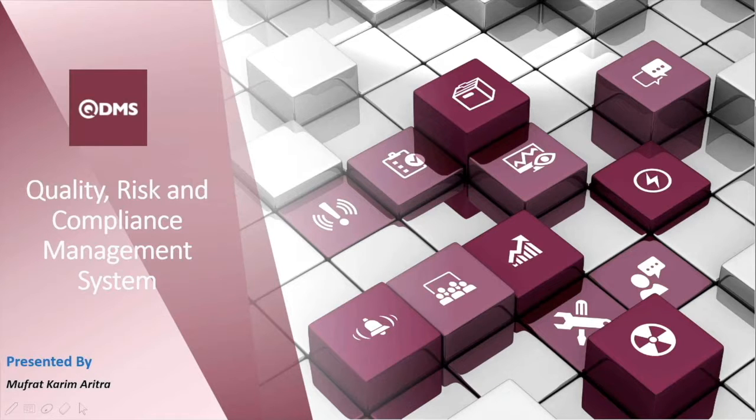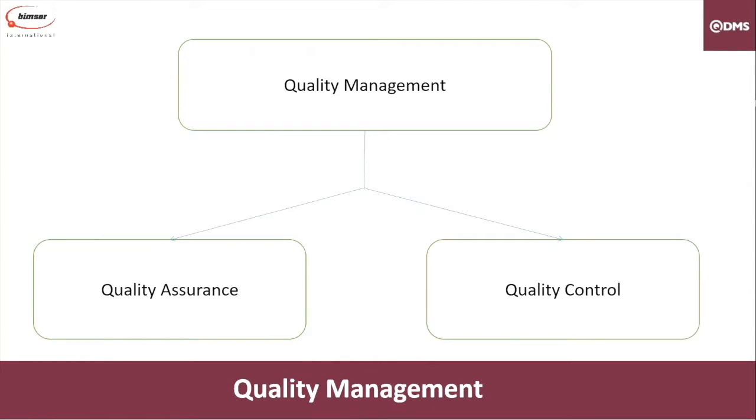Today, I'm going to present you with our integrated quality and risk management system called QDMS. So QDMS can be functionalized under two subcategories, quality assurance and quality control. QDMS allows companies to manage their documentation, their customer complaints, their activities, or their plans, and many others within a single platform.